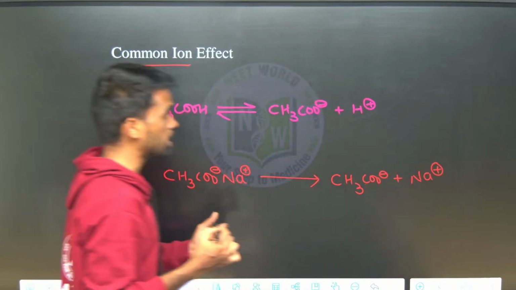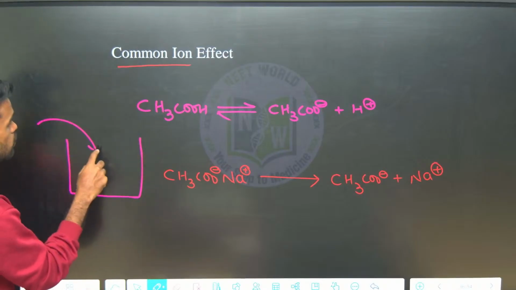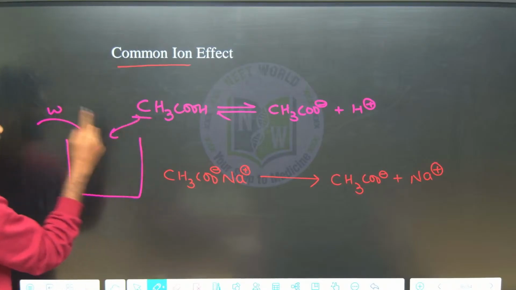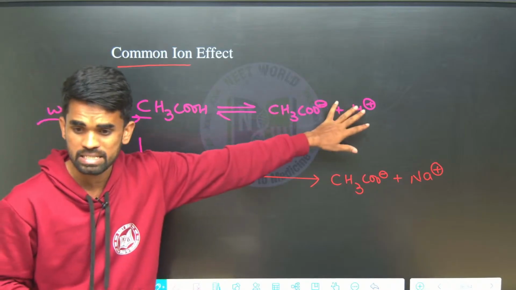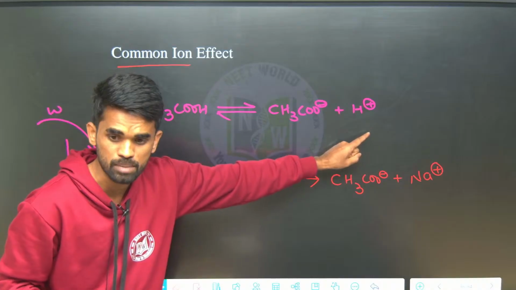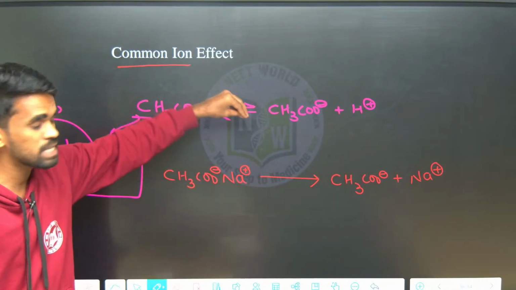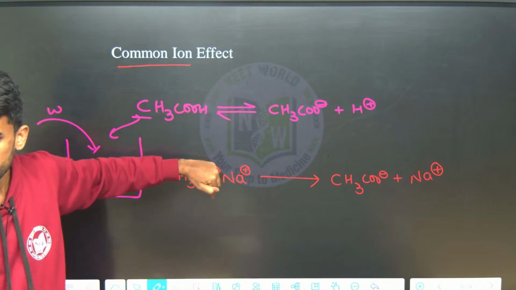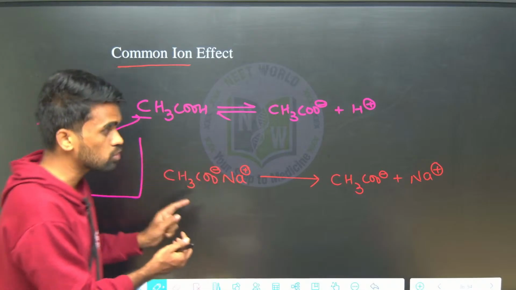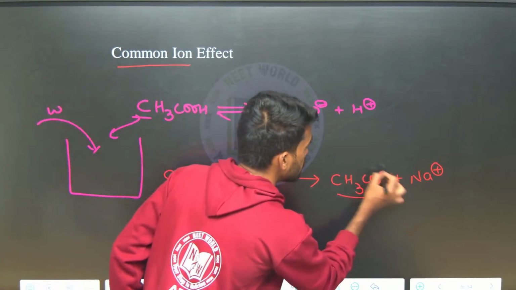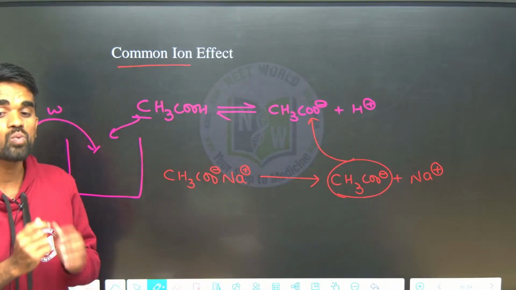Now what have I taken? I have taken a beaker. In it I first have a solution of a weak electrolyte. It will undergo dissociation like this, and after dissociating to some extent, equilibrium is established. To this equilibrium, what am I adding now? A strong electrolyte. Now look at the strong electrolyte once. It has an ion common with this weak electrolyte, yes or no?